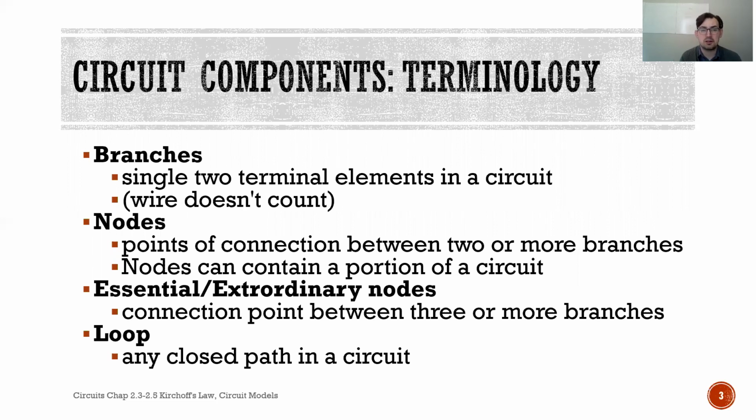Branches. What is a branch? A branch is going to be any case where we have single two-terminal elements in a circuit. We're not going to count wire. Wire does not count as a terminal element. This is just a connector. Nodes are points of connection between two or more branches.